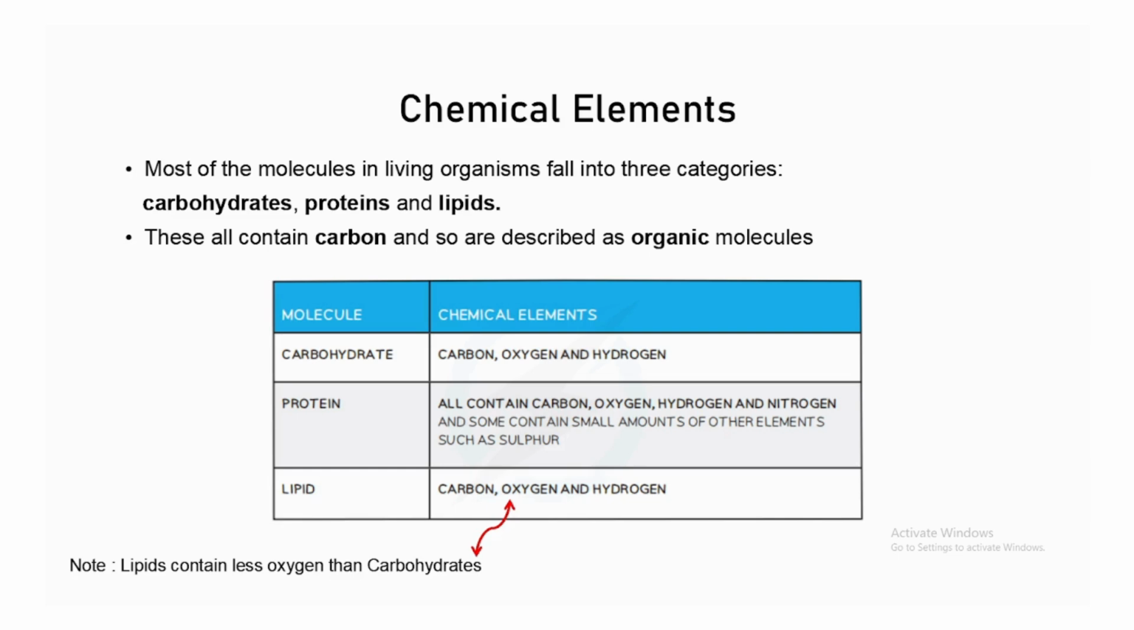Protein molecules contain carbon, oxygen, hydrogen, and nitrogen, and some contain small amounts of other elements such as sulfur. Lipids contain carbon, oxygen, and hydrogen, but note that lipids contain less oxygen than carbohydrates.